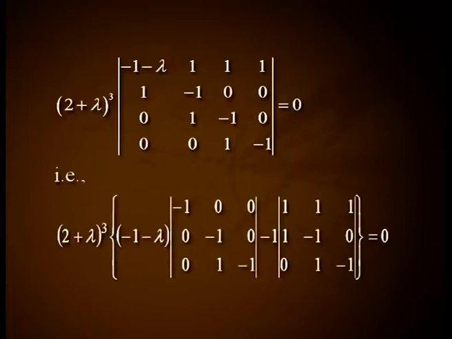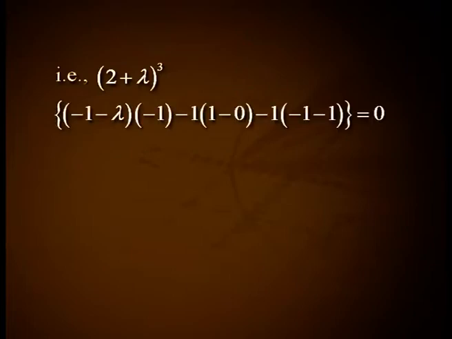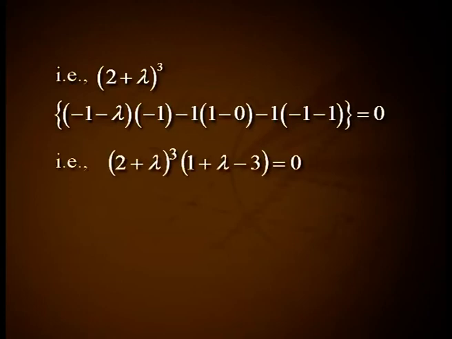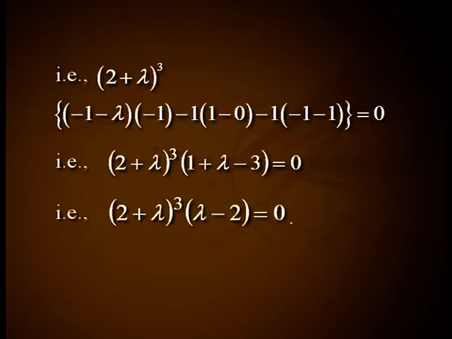Expanding, that is (2+lambda) whole cube times (-1-lambda) times the determinant of the smaller matrix, minus 1 times the determinant of the other minor, equals 0. That is (2+lambda) whole cube times (1+lambda-3) equals 0. That is (2+lambda) whole cube times (lambda-2) equals 0. Therefore, lambda equals -2, -2, -2, 2.